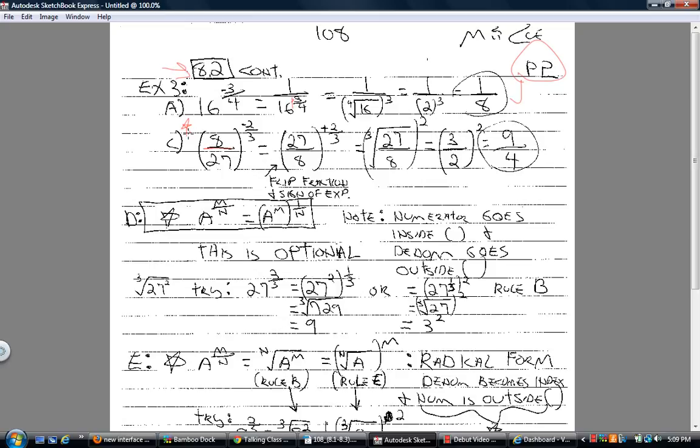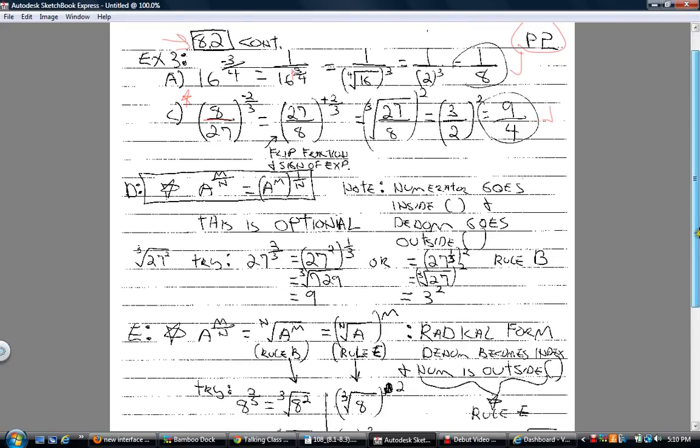Now that you've got 27/8, you take your conversion, and you take 27/8 to the index of 3, which is the cube root. The cube root of 27 is 3, the cube root of 8 is 2, and then finally the exponent of 2 on the outside: 3 squared, 2 squared, you've got 9/4. Okay, so you're doing okay here.